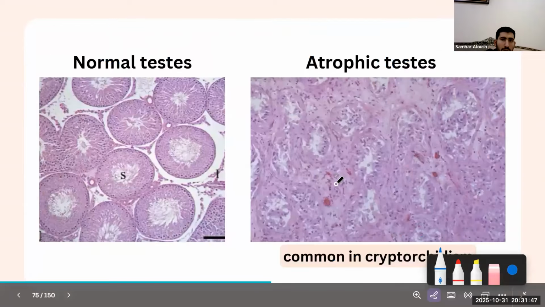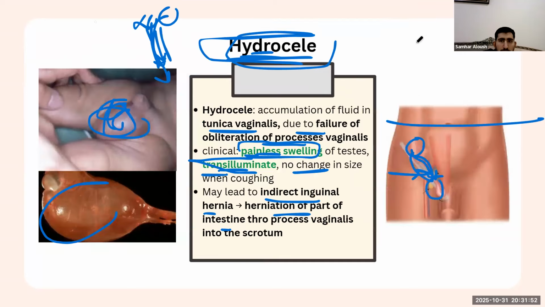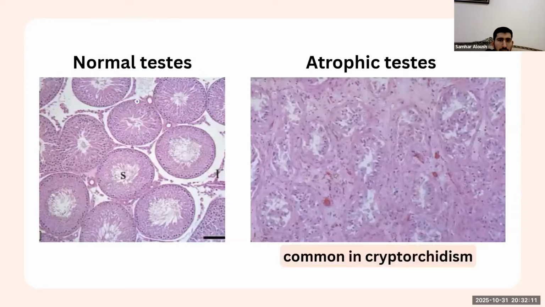So I want you to know we have two diseases, hydrocele and varicocele. Hydrocele is just fluid, so it does transilluminate and it's painless. Look here, it's green because it's painless. Now varicocele is made of blood, so it's painful and it doesn't transilluminate, and it looks like a bag of worms. It's due to congestion of blood in the veins. Okay? Now we will go to testicular diseases or cancers. Is everything clear so far?